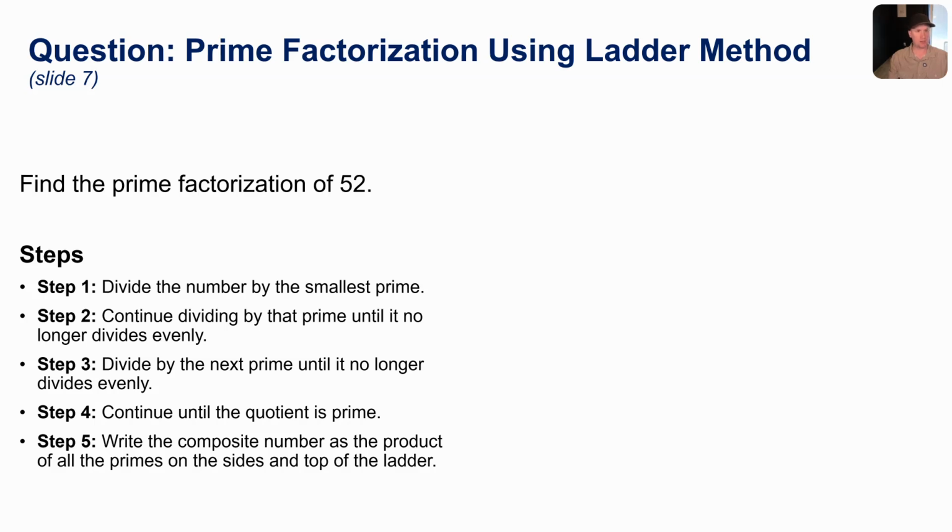Next, let's go ahead and do prime factorization using the ladder method, the second method, and we'll do this with the same numbers we did for the tree method and compare the two methods together, right? So first we'll find the prime factorization of 52. Our steps are to divide the number by the smallest prime, continue dividing by that prime until it no longer divides evenly, divide by the next prime until it no longer divides evenly, and continue until the quotient is prime. And then finally, like the tree method, we'll write the composite number as the product of all the primes on the sides and the top of the ladder here.